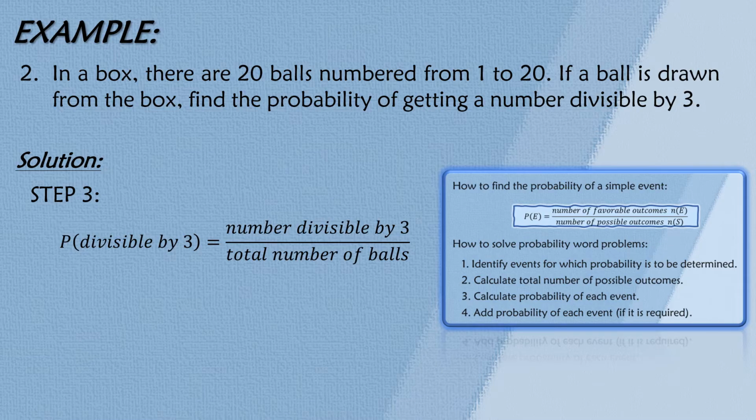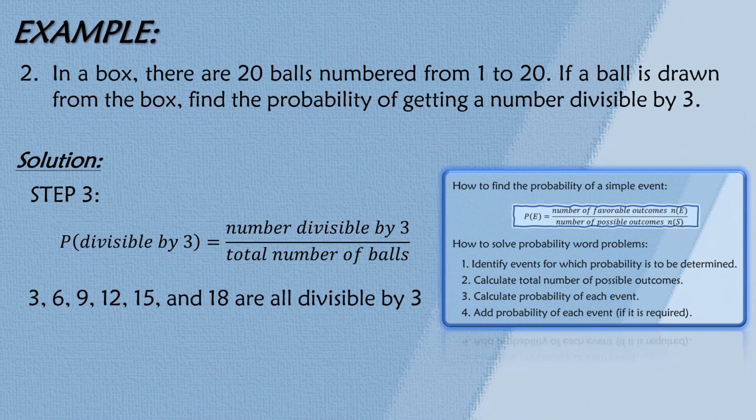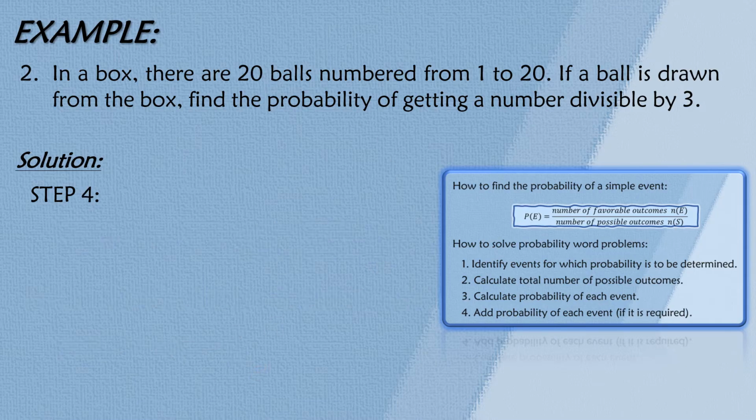So, ano nga ba yung mga numbers simula 1 to 20 na divisible sa 3? So, those are 3, 6, 9, 12, 15, and 18. So, lahat po yan ay divisible sa 3 or kayang i-divide sa 3. So, gawin na natin yung formula. So, since meron tayong 2, 4, 6, so 6 over yung total number ng balls natin is 20.